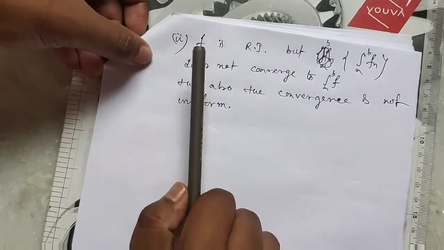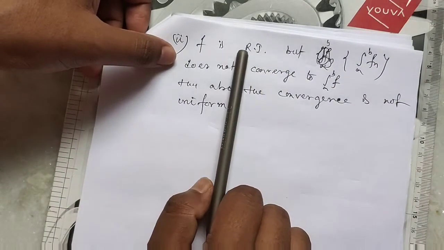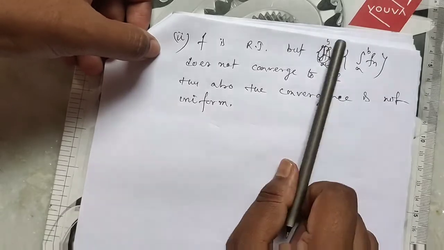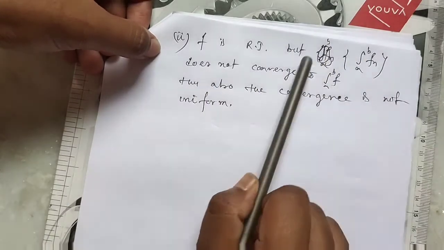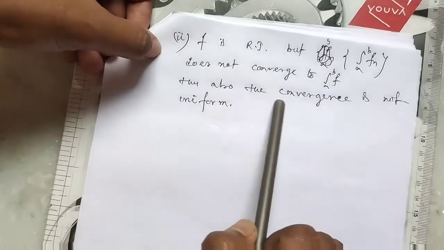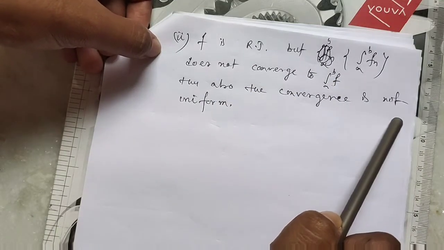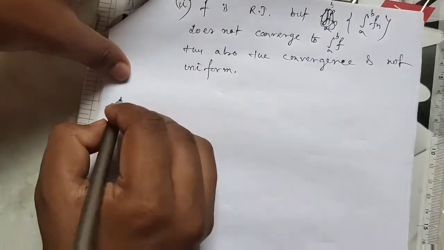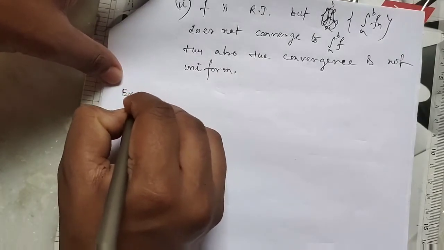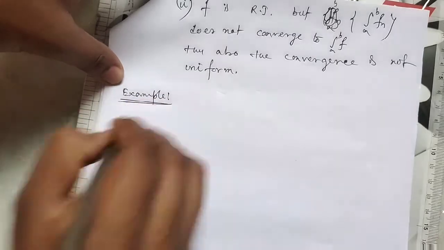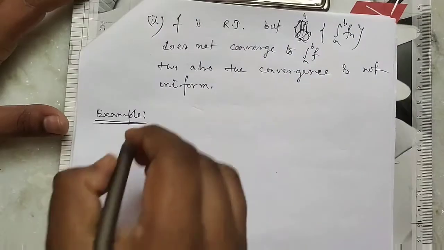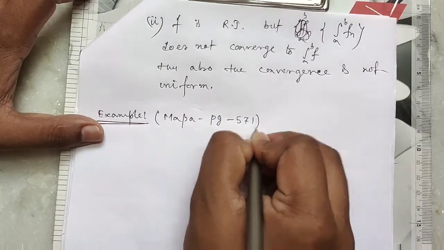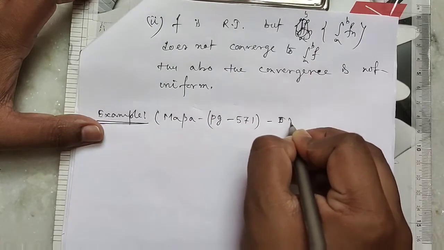Also, if the limit function is Riemann integrable, but this sequence does not converge to the limit, then also we say the convergence is not uniform. Okay, so we give an example on this note. This is the example from Mapa, page 571, old book, worked example 9.